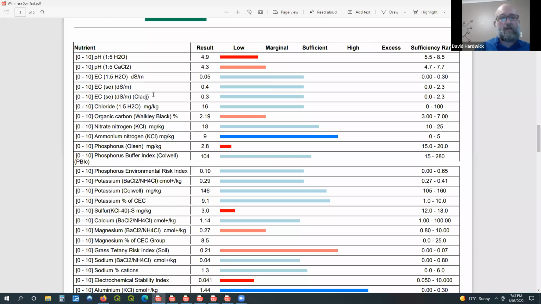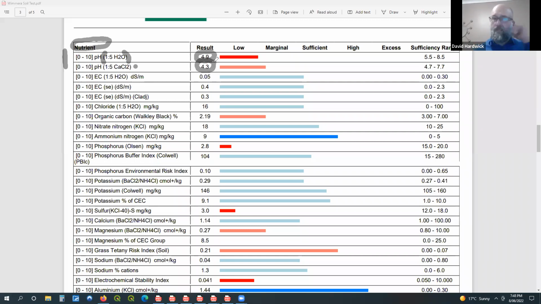So here's one here, and at the top of this test, I'll just get my annotation going. Remember that we're looking for the indicators that are relevant, and they've put pH right at the top. In fact, they've done pH in two different methods. This particular lab puts the method of the pH in brackets. They used 1 to 5 water, H2O, and got 4.9. When they did the calcium chloride method, which is a different way of measuring pH, the result is 4.3.